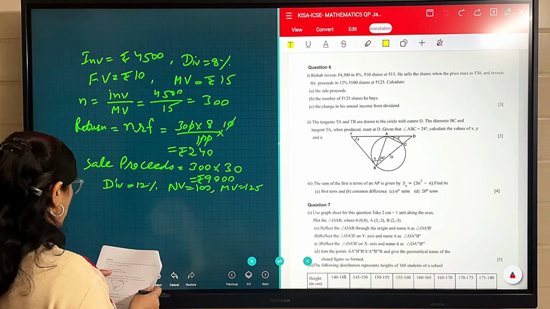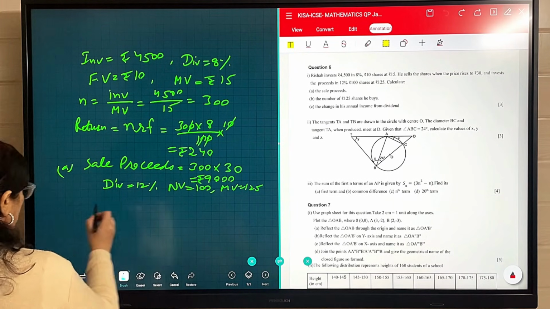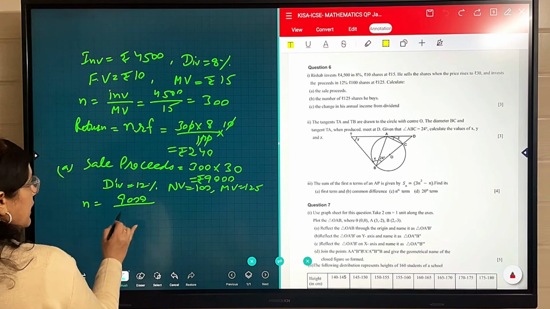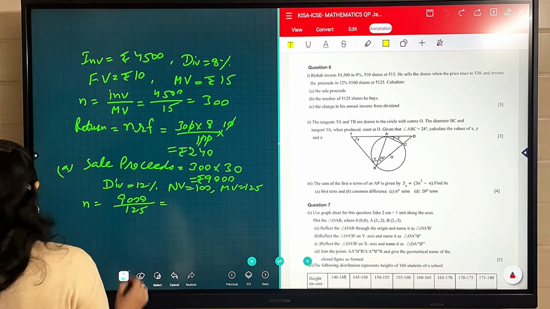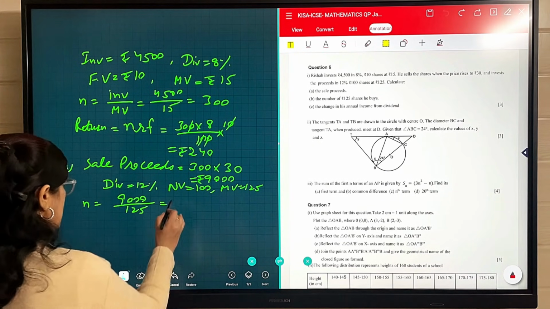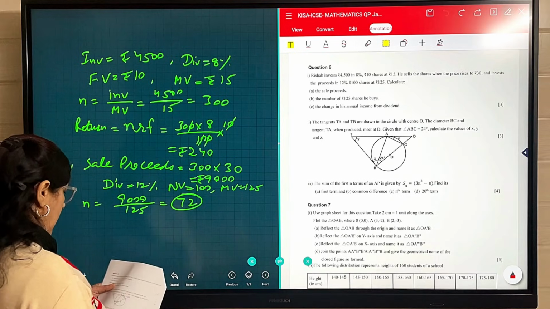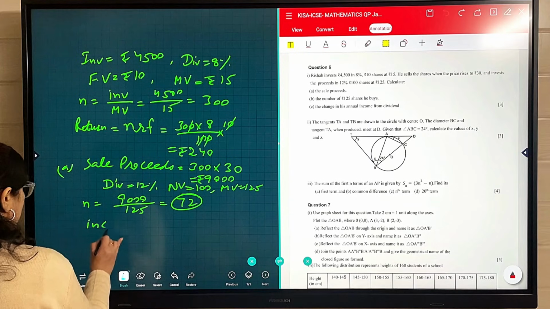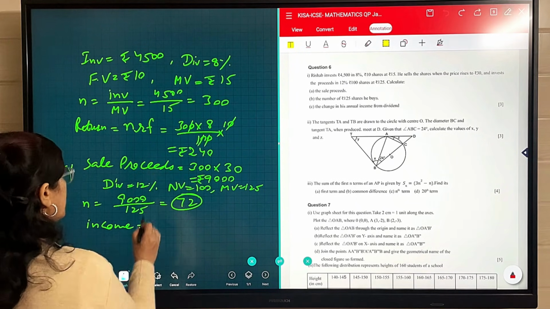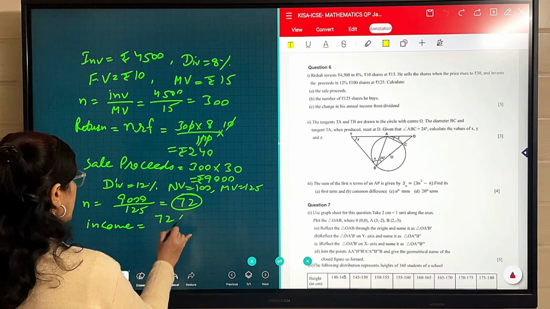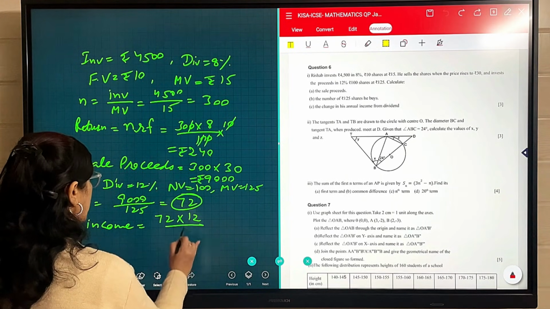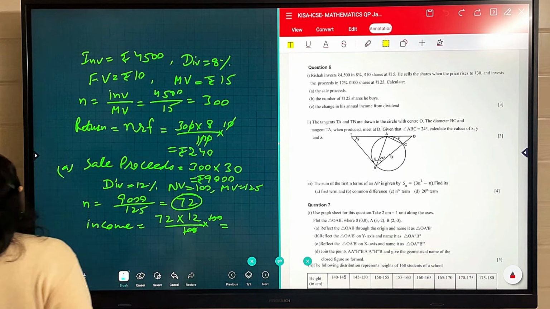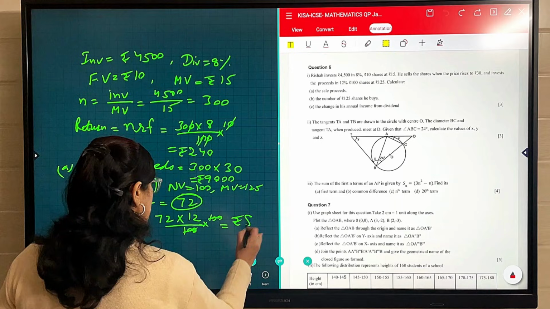The number of rupees 125 shares he buys. How many shares? So N is equal to sale proceed, meaning investment, which is 9,000, and market value is 125. So 9,000 divided by 125 means he now has 72 shares. The third part is the change in annual income. First we have to find the income from this second venture. This income is again NRF. N means number of shares, R is rate of dividend, in this case 12 upon 100, and F is the face value, 100. 100 will get cancelled. 72 into 12, you will get rupees 864.